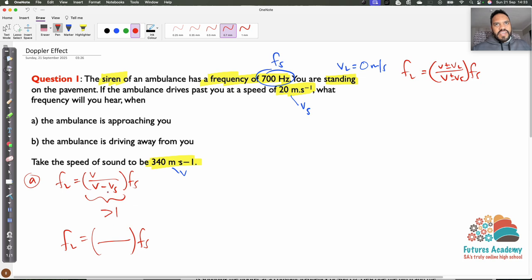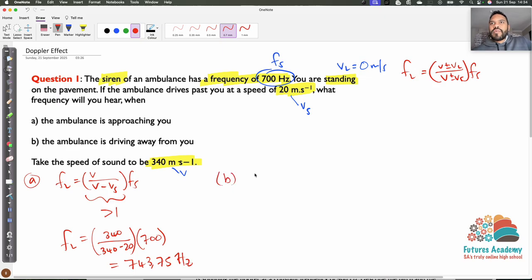Okay, so the V over here is going to be 340, and this is going to be 340 minus the 20 meter velocity speed over there, multiplied by 700 hertz. Okay, and then you need to put that in a calculator, and once you put it in the calculator, you should get an answer of, we just did it in take 1, 743.75 hertz. Okay, and that's what you should get. Righto. So now let's go to B. Let's go to question B.